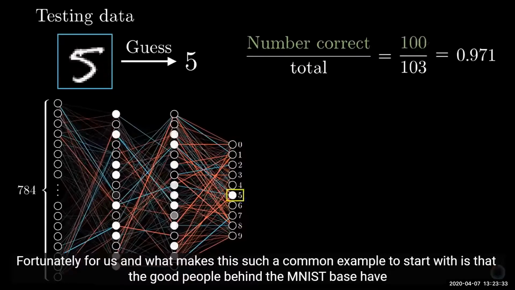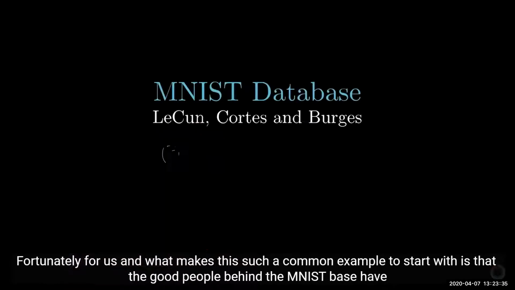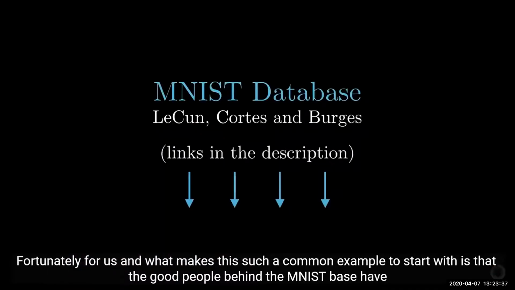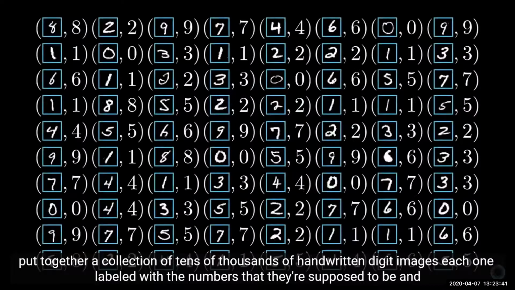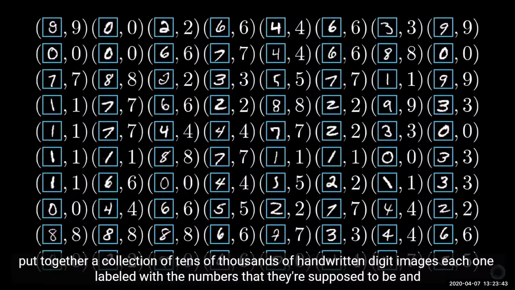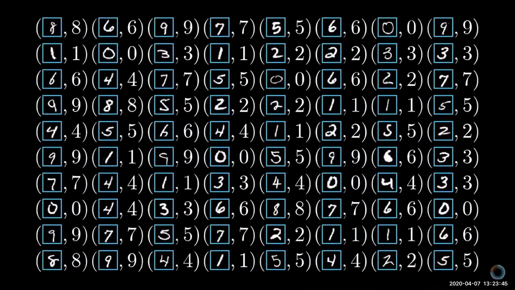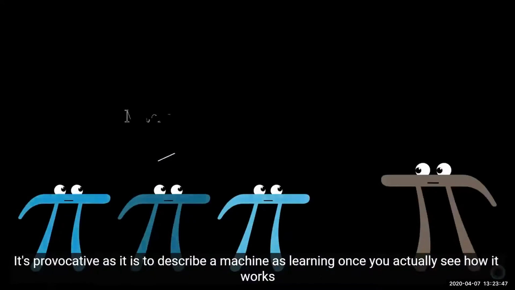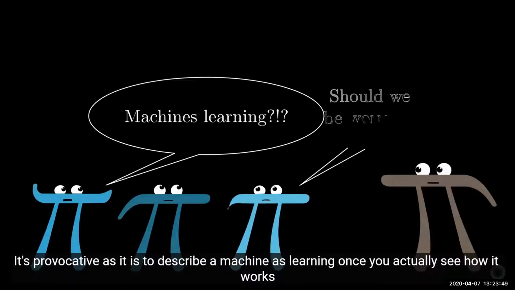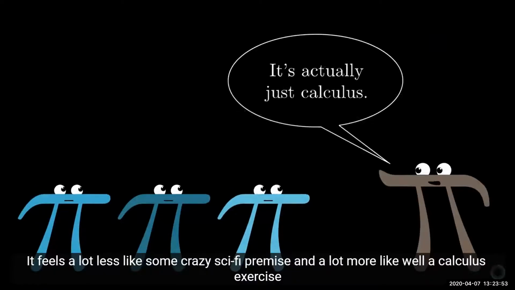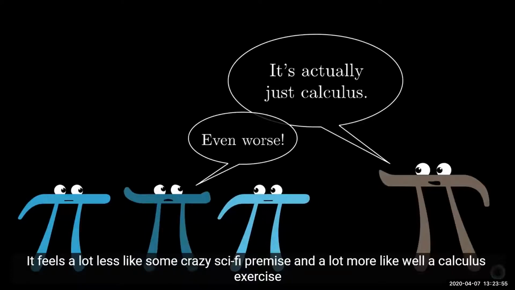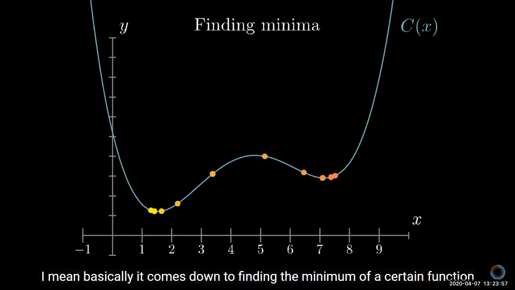Fortunately for us, and what makes this such a common example to start with, is that the good people behind the MNIST database have put together a collection of tens of thousands of handwritten digit images, each one labeled with the numbers that they're supposed to be. And as provocative as it is to describe a machine as learning, once you actually see how it works, it feels a lot less like some crazy sci-fi premise, and a lot more like, well, a calculus exercise. I mean, basically it comes down to finding the minimum of a certain function.